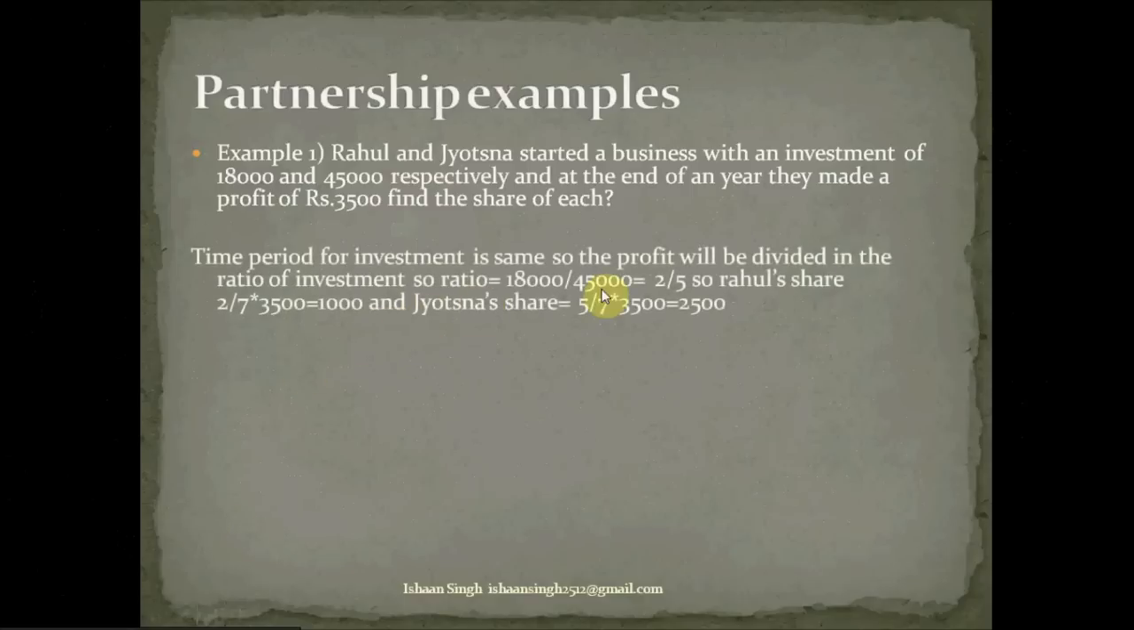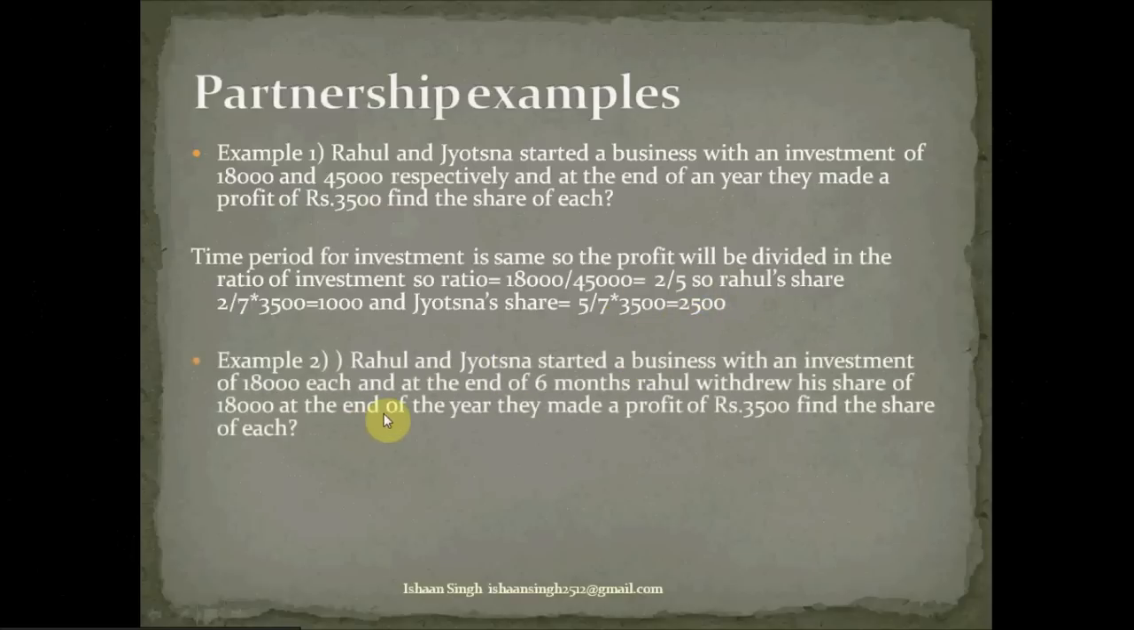So calculating the ratio, it is 18,000 upon 45,000. That becomes 9 2s are 9 5s are, all 0s cancel out. That's 2 by 5. So the 2 by 7 part, that is 2 upon 5 plus 2, that is 2 upon 7th part of the total money goes to Rahul, and 5 upon 7th part of the total money goes to Jyotsna. So this will be the share.